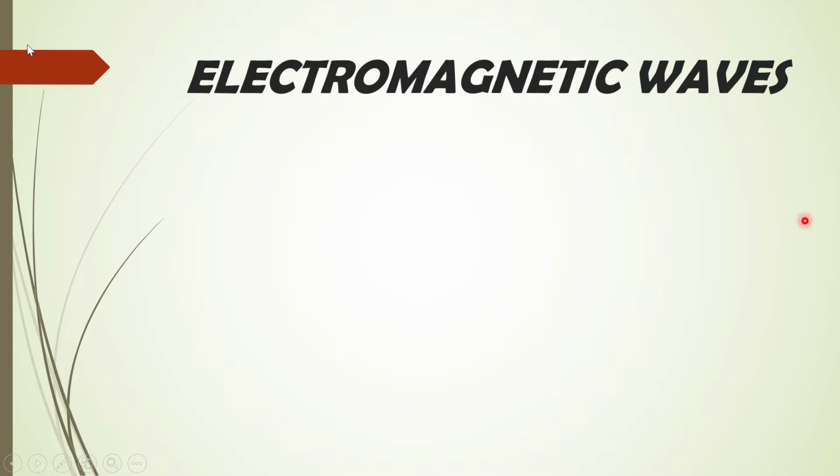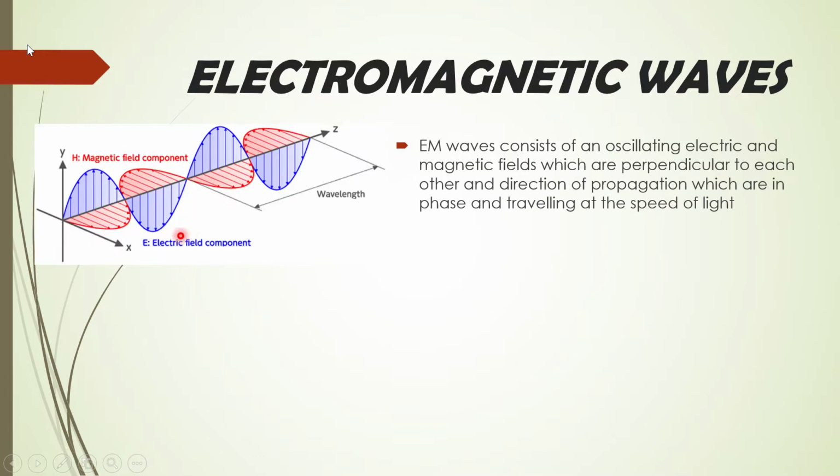First we study electromagnetic waves. Electromagnetic waves are nothing but electric and magnetic fields oscillating perpendicular to each other and to their direction of propagation. They travel at the speed of light.